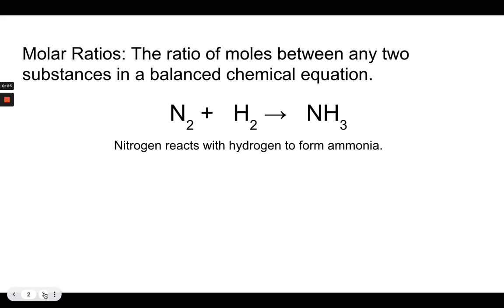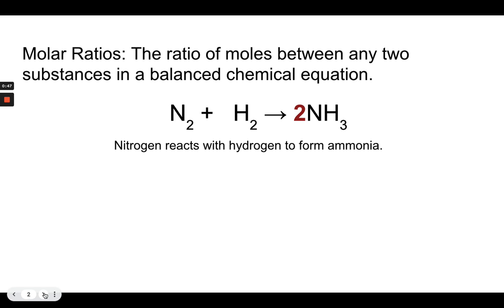Let's use this equation as an example, or this reaction. This would be nitrogen reacting with hydrogen to form ammonia. So first we have to balance the reaction. We'll leave hydrogens for last. There are 2 nitrogens on the reactant side and only 1 on the product side. So I'll put a big old 2 coefficient in front of NH3 to fix the nitrogen problem.